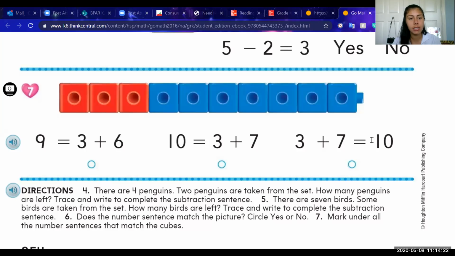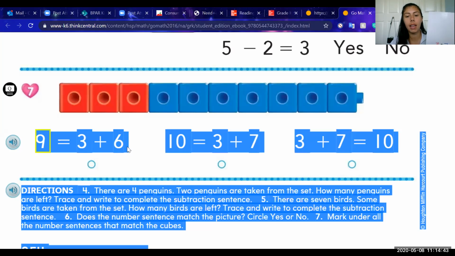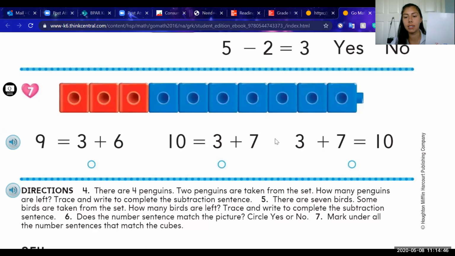All right, so you see that there's 3 red ones, and we're putting 7 blue ones with that. And all together, we get 10. So your equation should read as 3 plus 7 equals 10. Do you see that as an option here? 3 plus 7 equals 10? Yes, it's the last option.